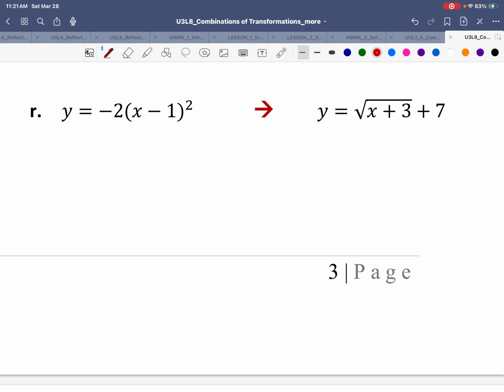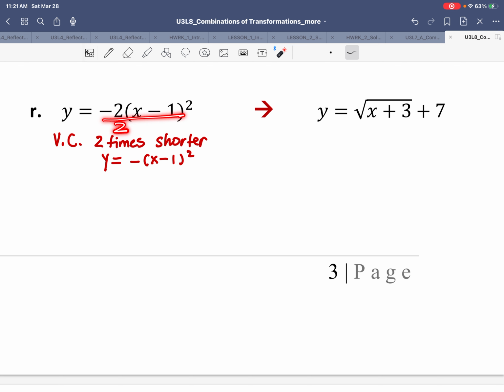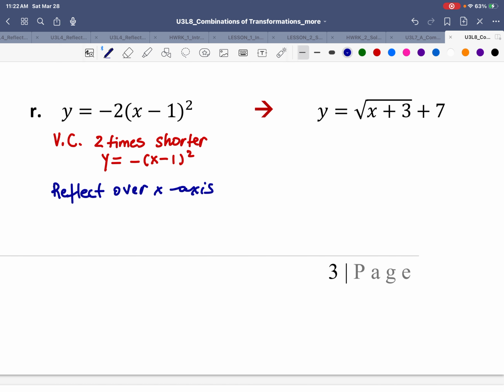So that means that we have to take this function and vertically compress to make it 2 times shorter. So that will make this function y equals negative x minus 1 squared. So 2 times shorter means that you are dividing it by 2, okay? Now, you have to also reflect it over the x-axis. So reflect over x-axis means that you are changing the sign of it. So y equals negative x minus 1 squared will become now y equals positive x minus 1 squared.